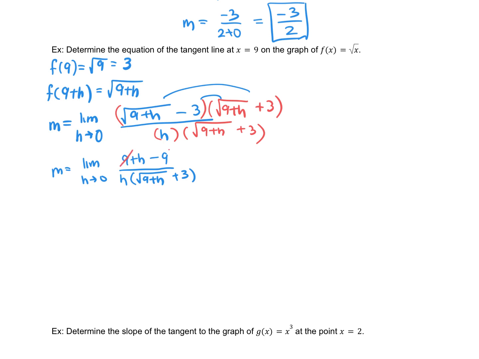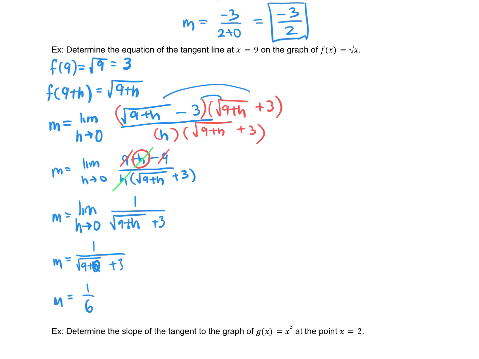So 9 minus 9 is 0, great. So all we're left with in our numerator is h. And lucky for us, h divided by h, well, that cancels out as well. So now we're just left with the limit as h approaches 0 of 1 over that conjugate. And I have no issues now substituting 0 in for h. So 1 over the square root of 9 plus h plus 3, and h is 0. So the square root of 9 is 3, and 3 plus 3 is 6. So our slope is 1 over 6.